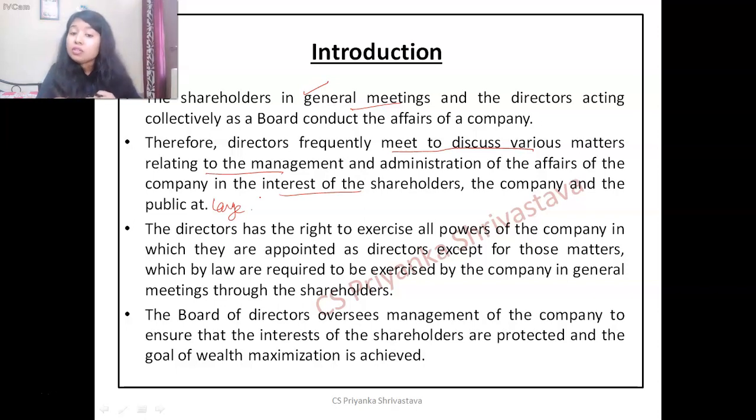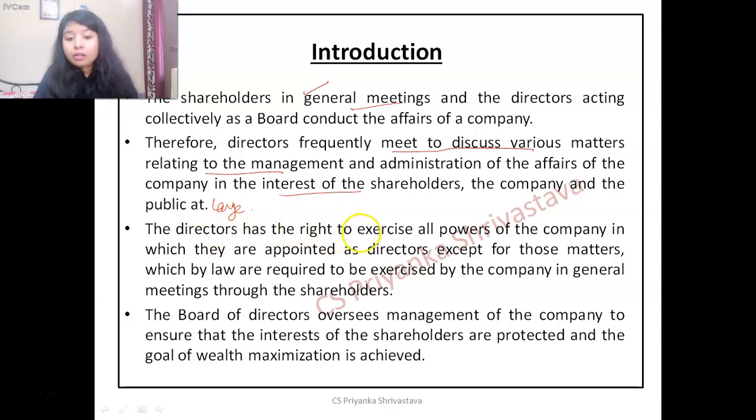So these decisions are basically taken in the interest of the shareholders and in the interest of the company, and also in the interest of the public at large, because some transaction may be there which is not in the interest of the public but it is in the interest of the company. So that cannot be passed because it is obviously not in the interest of the public at large. So the interest of everyone needs to be considered here.